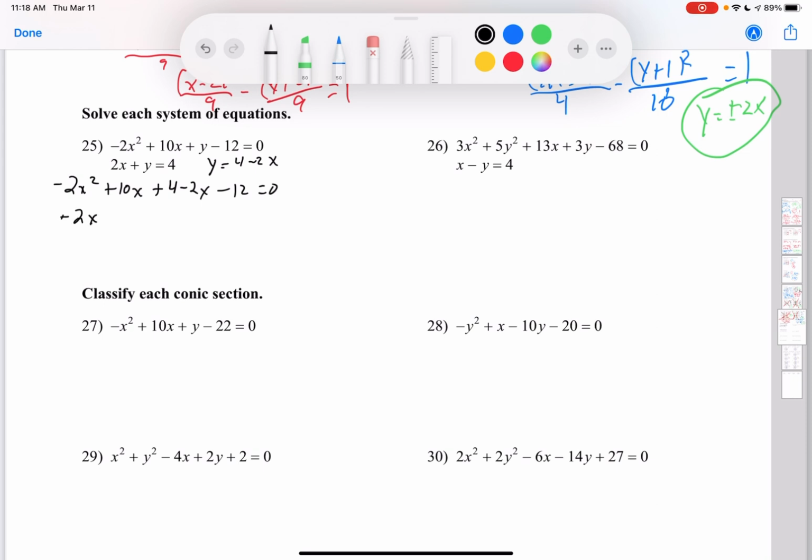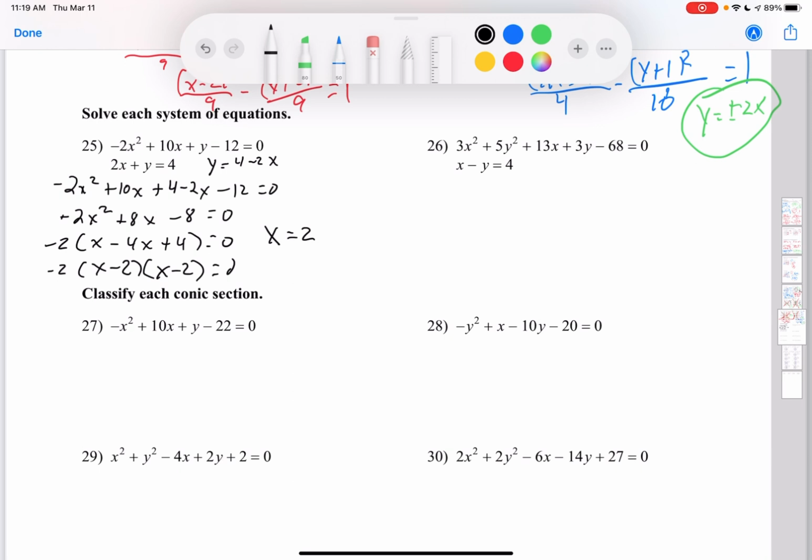So that's negative 2x squared plus 8x minus 8 equals 0. Factor out a negative 2. So that gives me x squared minus 4x plus 4. So that factored is x minus 2, x minus 2. So that's negative 2 times x minus 2 squared. X minus 2 equals 0. So my solution, I guess in this case, is only x is equal to 2.